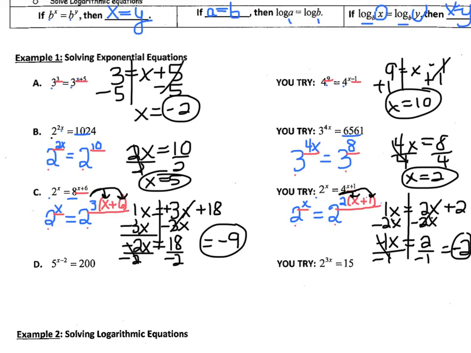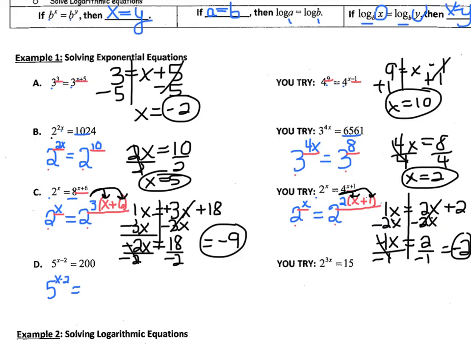Alright, now for the last ones. We could start off by writing 5 to the x minus 2 equals 5 to the something. 5 to what power equals 200? Well, you could try 5 caret 2, 5 caret 3, 5 caret 4. It turns out you can't get 5 raised to a power to equal 200.